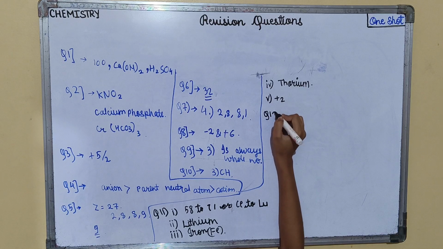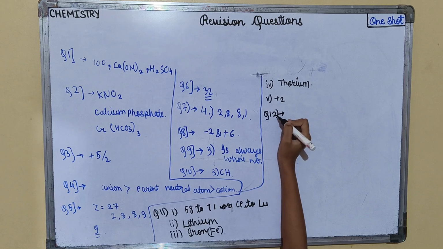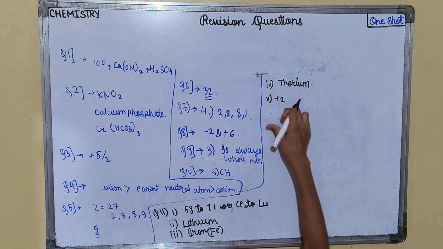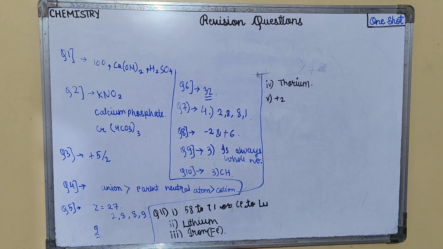Now question 12. Give reasons. This I am not going to write on board, but I think it will be okay if I say it out loud. First one, as we move left to right in period, atomic size decreases. Answer is because the nuclear charge increases as the atomic number rises, which makes the atom more compact.